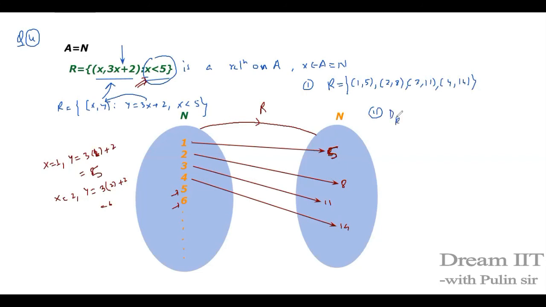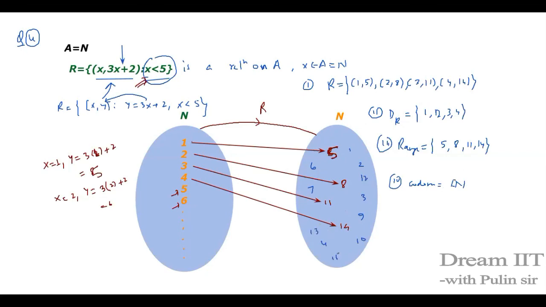Then if I ask you what is the domain of the relation, it is obviously 1, 2, 3, 4. And if I ask you what is the range of the relation, it consists of 5, 8, 11, 14. And what is the codomain? Codomain is the complete set of natural numbers. Here, of course, 1, 2, 3, 4, 5, 5 already written, 6, 7, etc. You can write anywhere. 8, 9 is not there, 10 is not there, 11, 12 is not there, 13 is not there. At least up to here. So this is the representation.